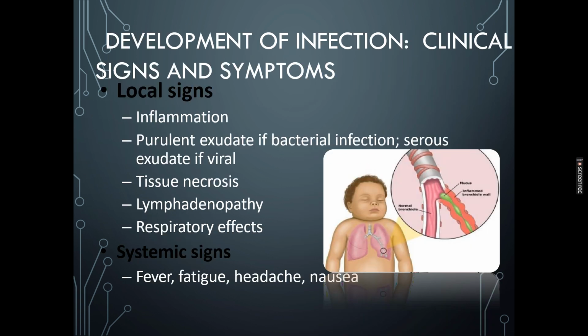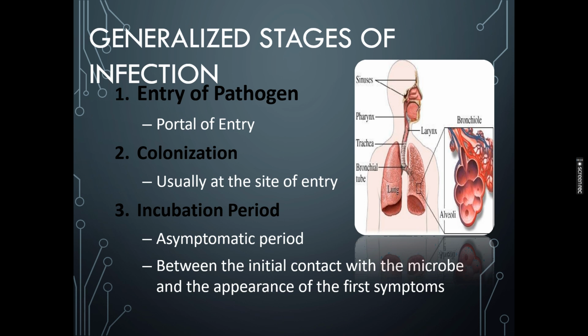Then development of the infection, clinical signs and symptoms. So local signs, if you see, are inflammation, purulent exudates if bacterial infection, serous exudates if viral. Then tissue necrosis, lymphadenopathies, you can easily feel the lymph nodes. Respiratory effects, then systemic signs like fever, fatigue, headache, nausea. So all these signs and symptoms will be present in the patient.